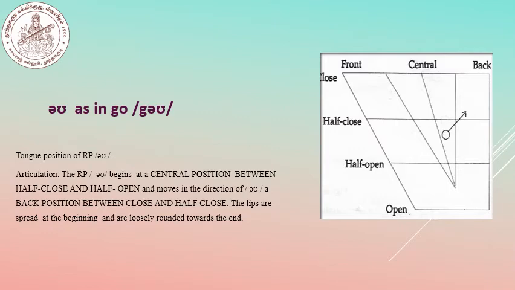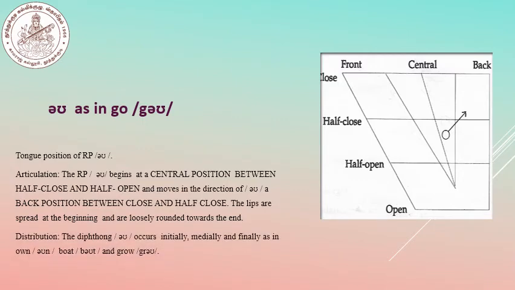So, the tongue position and the articulation in RP begins at a central position between half close and half open and moves in the direction of O, a back position between close and half close. O is in the back vowel. The lips are spread at the beginning and are loosely rounded towards the end.